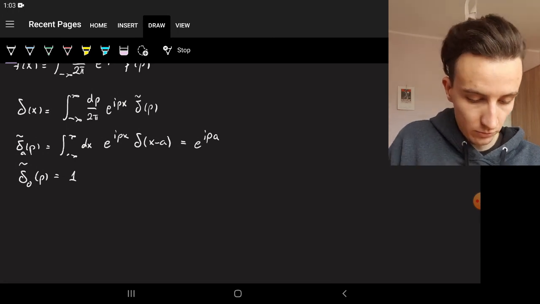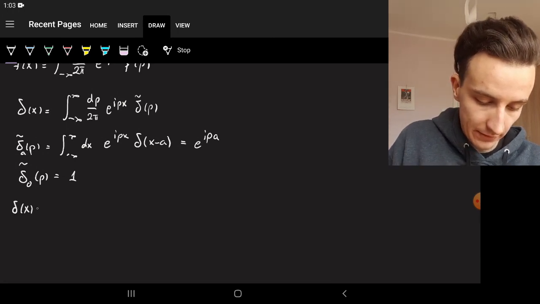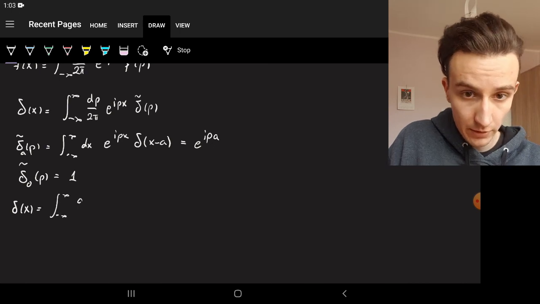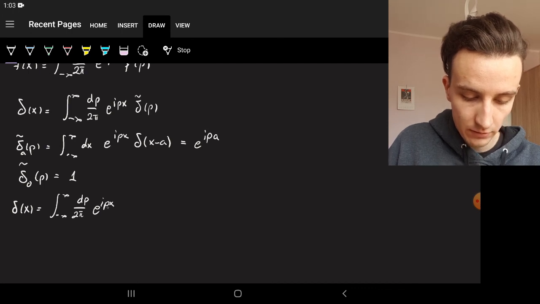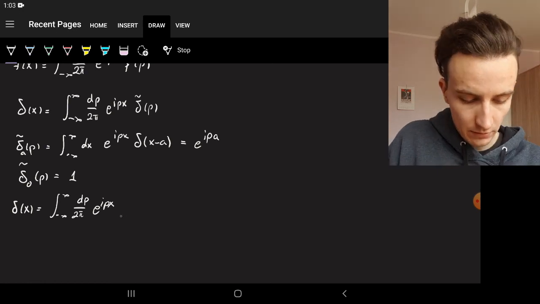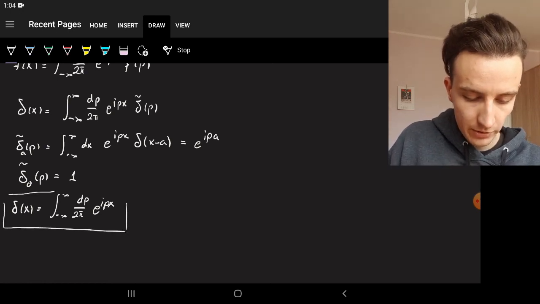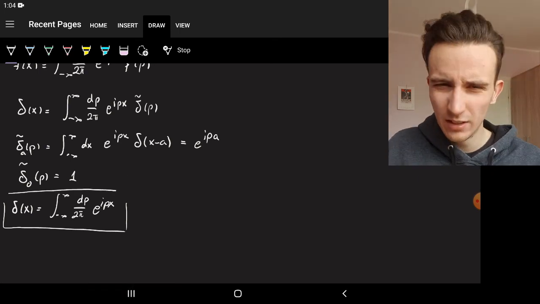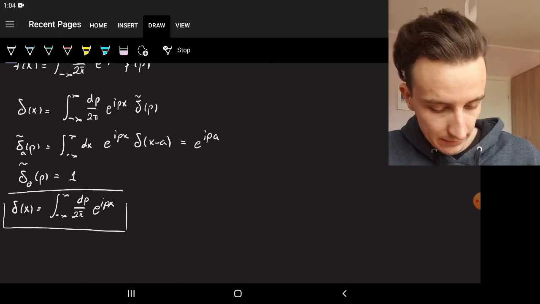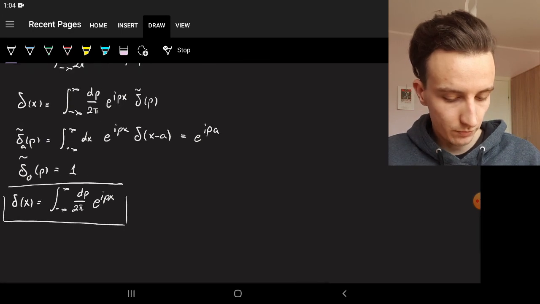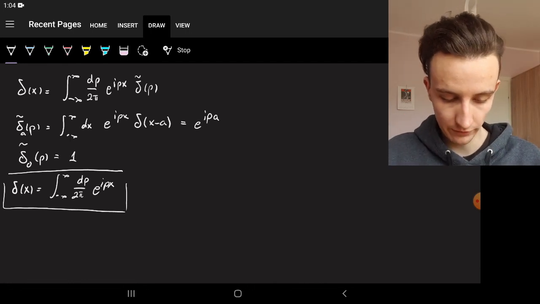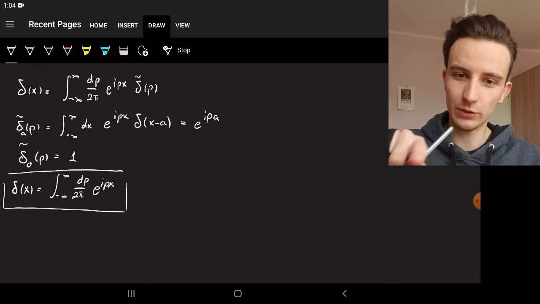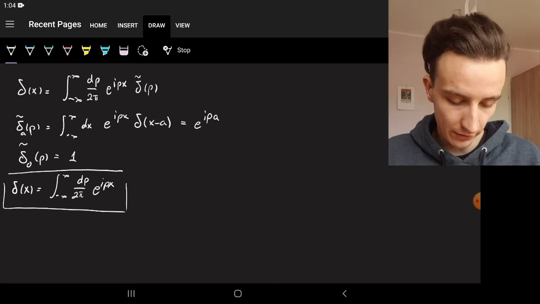And now we can just express this delta of x as the integral from minus infinity to infinity dp over 2 pi e to the ipx. And in this case, we use this just times 1. So this is, I believe it's called the Cauchy formula for delta function, or someone's formula. In any case, this is a way to kind of write it as an integral. It's a nice sort of analytic formula for the delta function, as opposed to the sort of discrete distribution-y thing you get with the curly brackets.